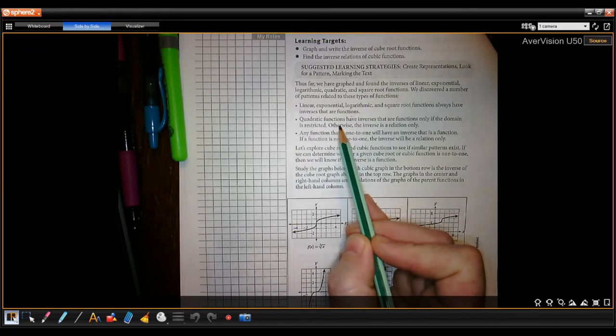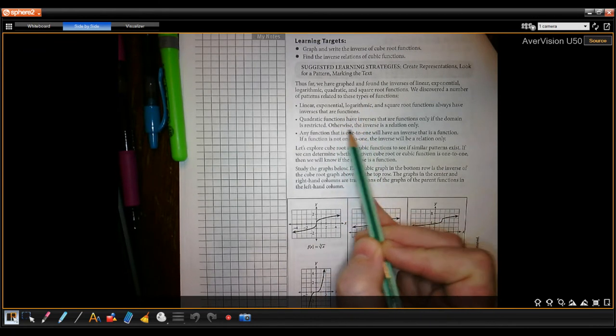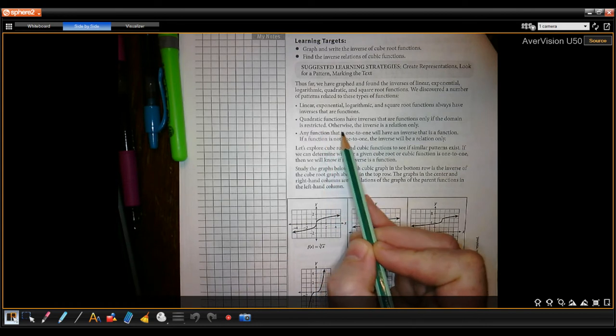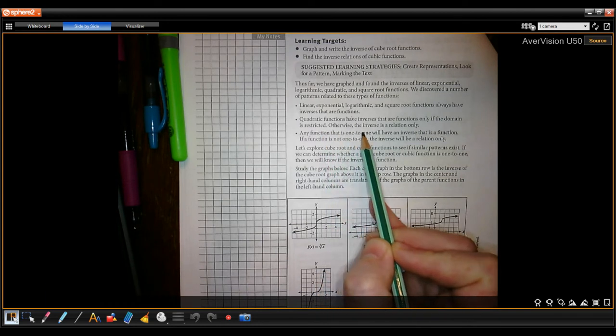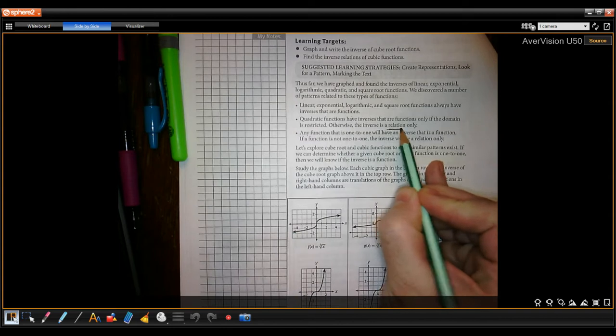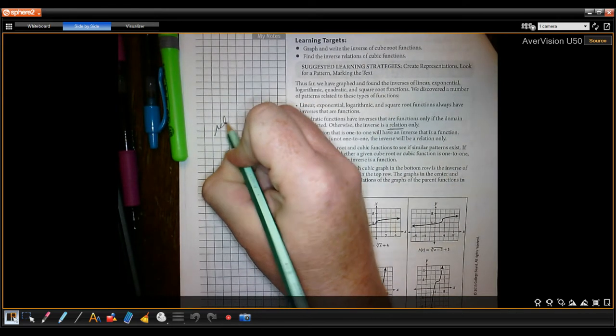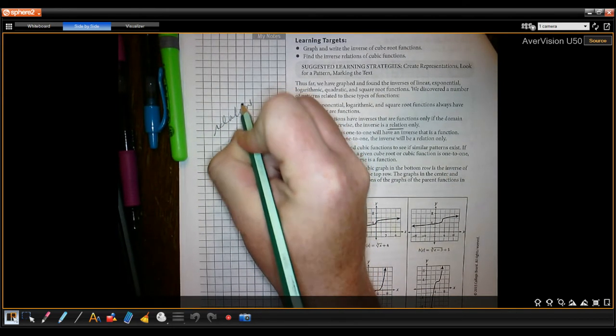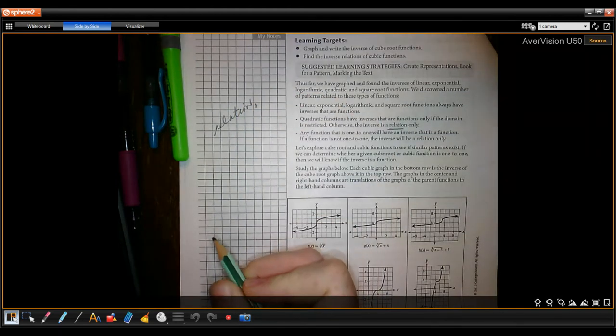Okay, linear, exponential, log, and square root functions always have inverses that are functions. And then it says quadratic functions have inverses that are functions only if the domain is restricted. Otherwise, the inverse is a relation. And so let's review what's a relation. That was yesterday. Relation is what?